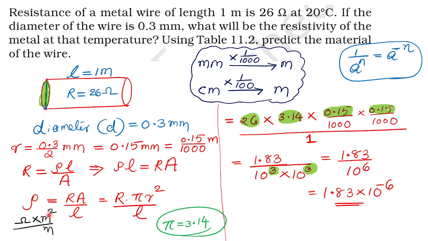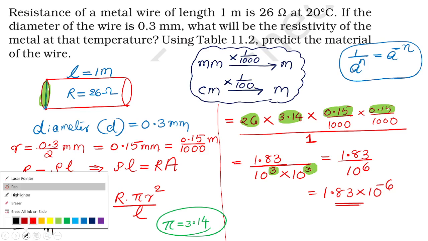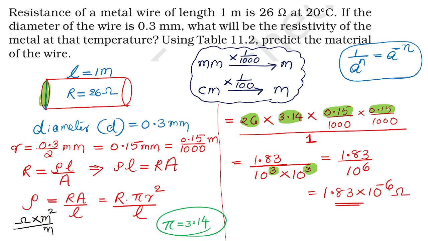So meter square by meter, one meter will be cancelled. The resistivity has the unit ohm meter. Please note this, I will write it as a note. Rho has the unit ohm meter. You have to memorize this.